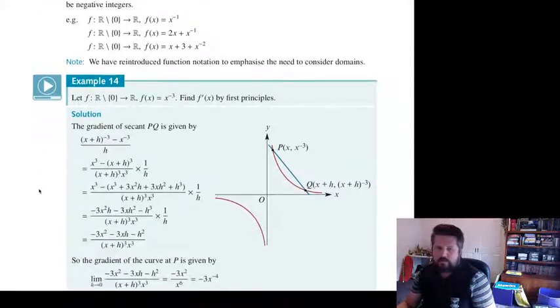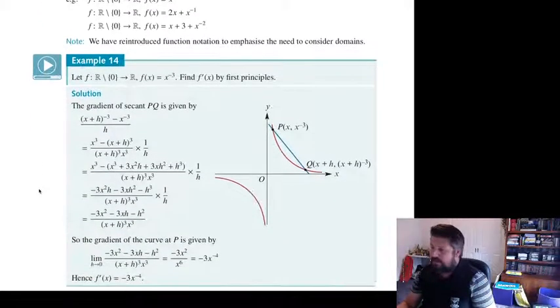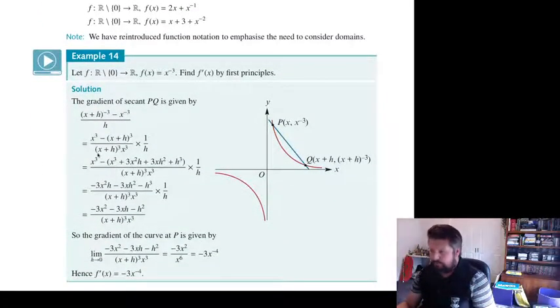This first example, they're asking us to do it using first principles. And to actually get from this step here to here, I wanted to show you how we go about doing that. There may be some confusion as to what's going on here. So I just wanted to show you this a little bit differently. So let's have a look here.